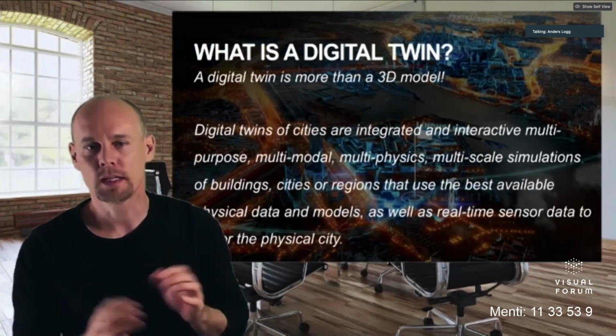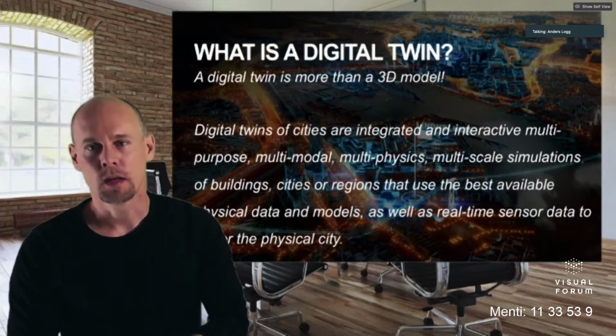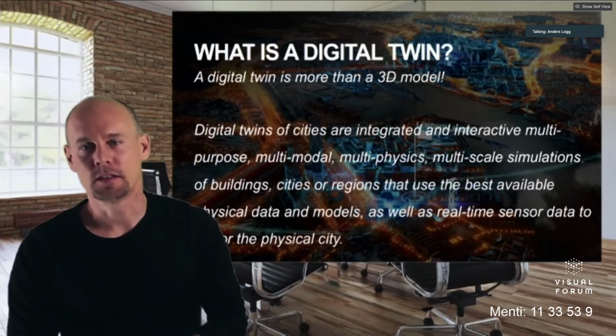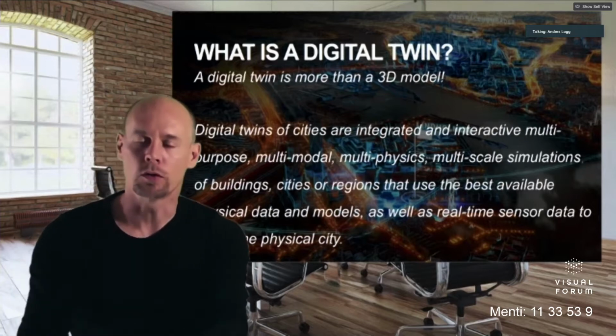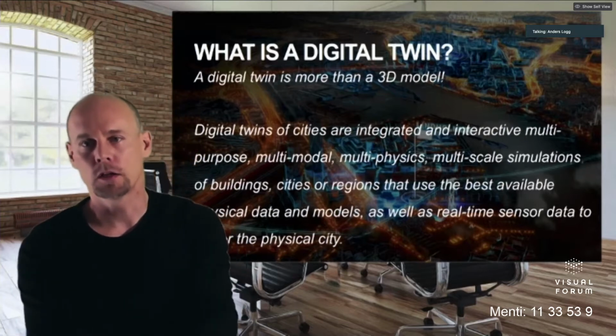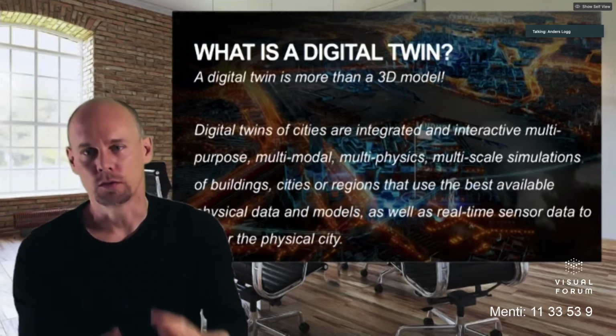This is our definition of a digital twin. I will not read this, but it emphasizes some of the key aspects of a digital twin for a city. And maybe the key word here is multi. So we talk about multi-scale, multi-purpose, multi-physics, and so on. So you have a digital twin, a digital model that should be able to serve multiple purposes. And what are those purposes? Well, it depends on where you start.